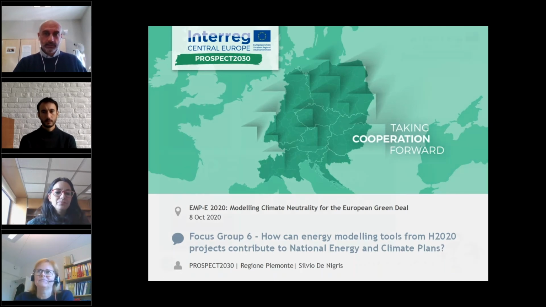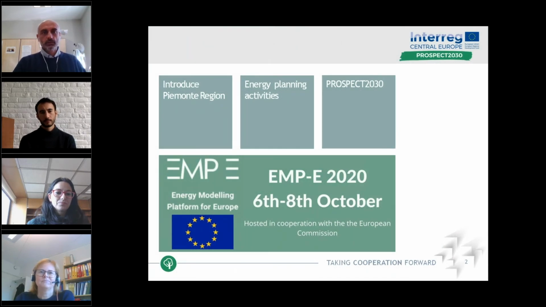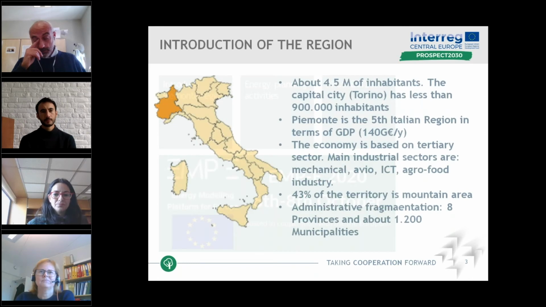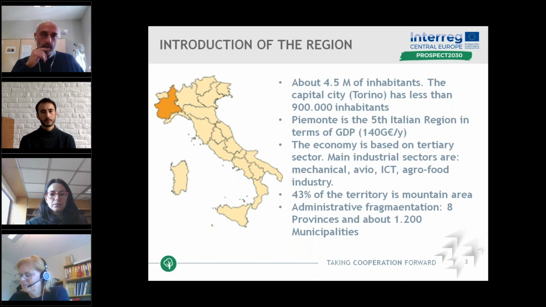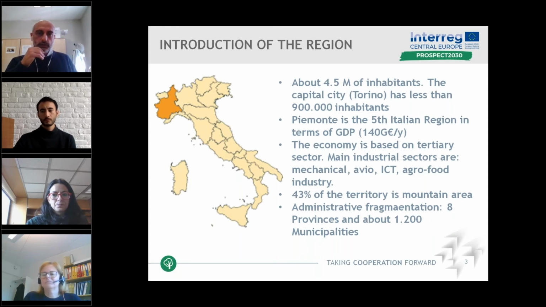Okay, good. So I will start with just a brief introduction of the region, and then I will go through our energy planning activities. So I'm representing the region of Piemonte, which is settled in the northwest part of Italy. It's about 4.5 million inhabitants, with the capital city of Torino, with less than 1 million inhabitants. So the region is one of the most important regions in terms of economic power in Italy. And our economy is based on mechanical industry and agro-food industry as well. And also we have quite a large share of our GDP concentrated in service and commerce.